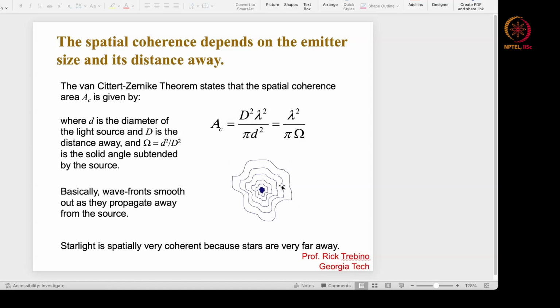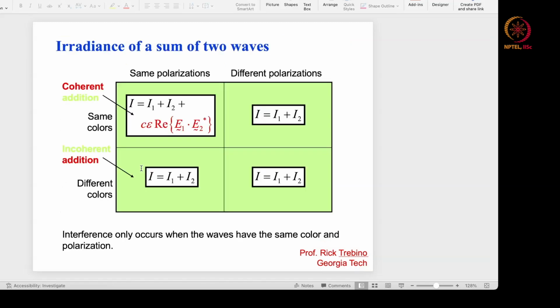Also, the smaller the light source, the more the spatial coherence. So all these things are captured in this particular slide.